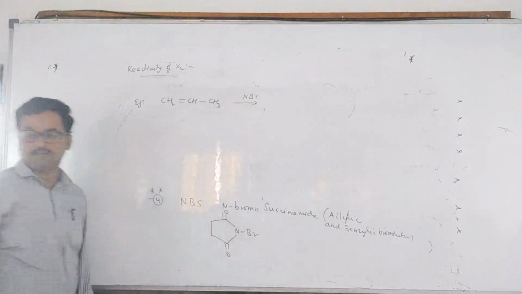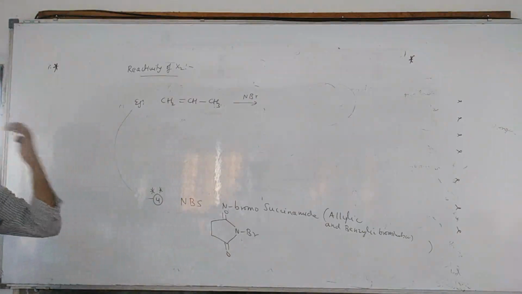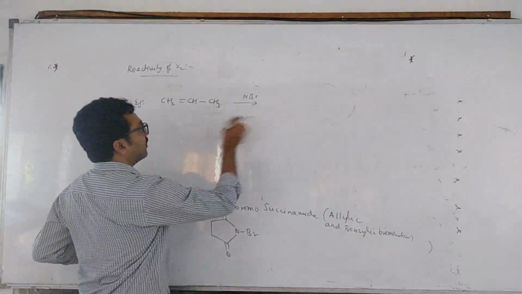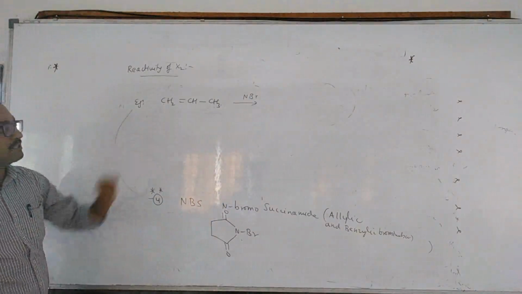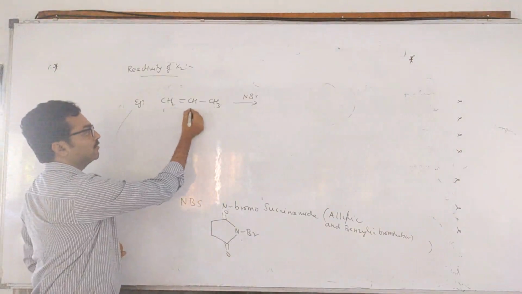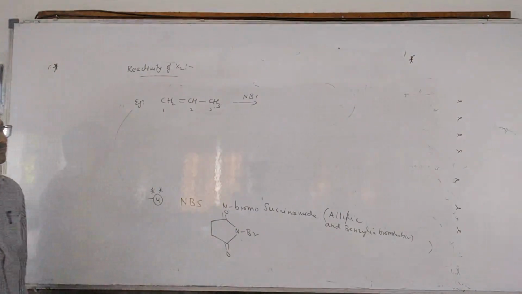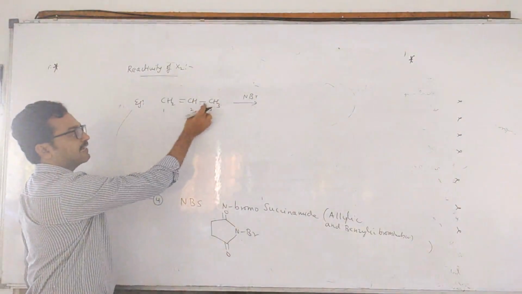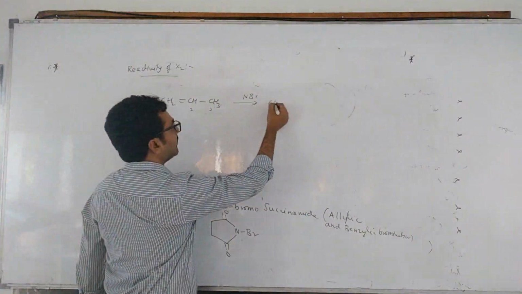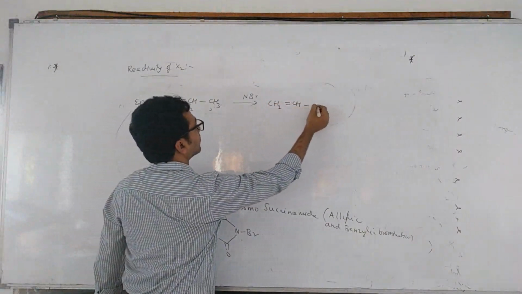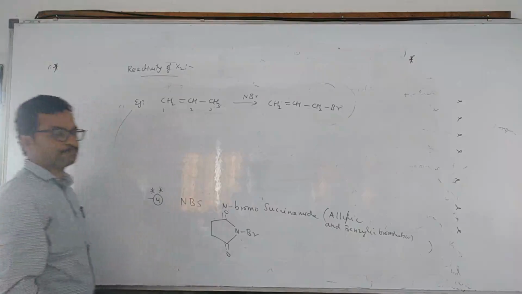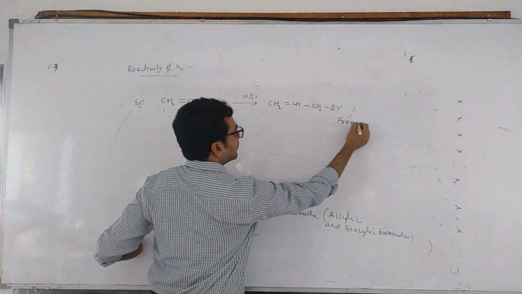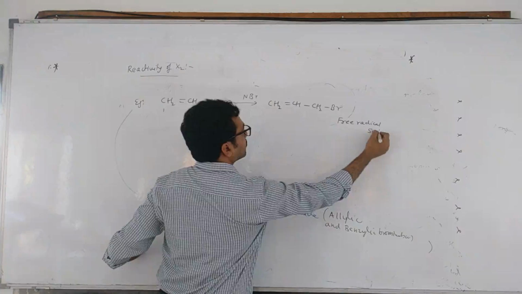And if I add NBS here. Now the examples only run. You have to concentrate now. The last 10 to 15 minutes, these are all very important examples. So if I have given NBS, then what is the product? Br will come at which position? Suppose this is 1, 2, 3. Which position will Br come? This is allylic, children. The carbon next to the double bond is allylic. So Br will come at this position. So this is radical substitution. This is what reaction? Free radical substitution.